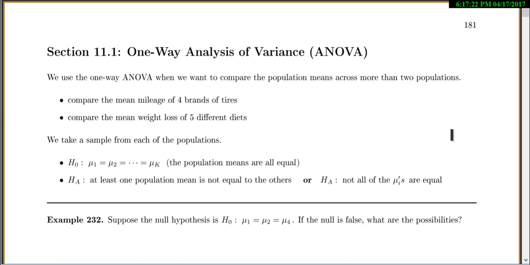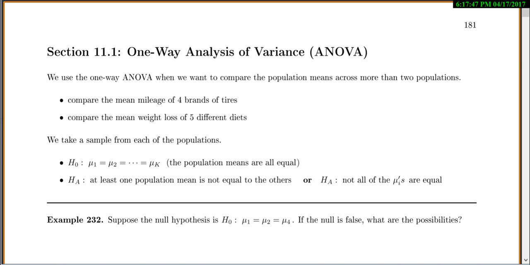So in Chapter 11, we get to talk about ANOVA, which is called One-Way Analysis of Variance. We use one-way ANOVA when we want to compare the population means across more than two populations. So maybe you want to compare the mean mileage of 4 different brands of tires, or compare the mean weight loss of 5 different diets. What you do is you take a sample from each of the populations. So you'll end up with 4 or 5 samples.